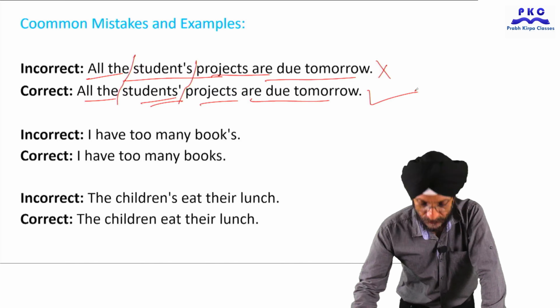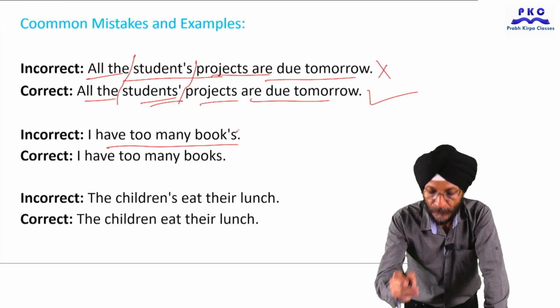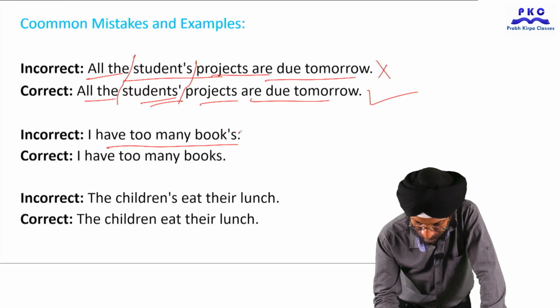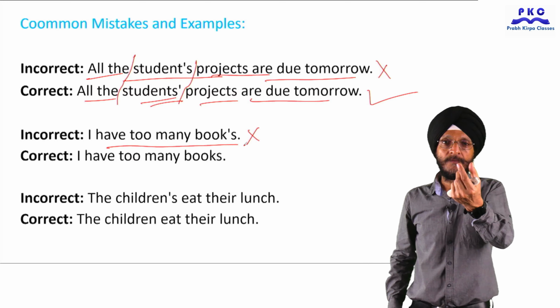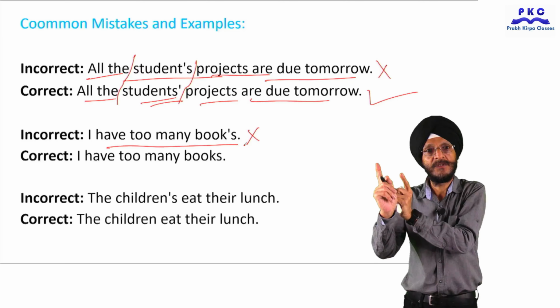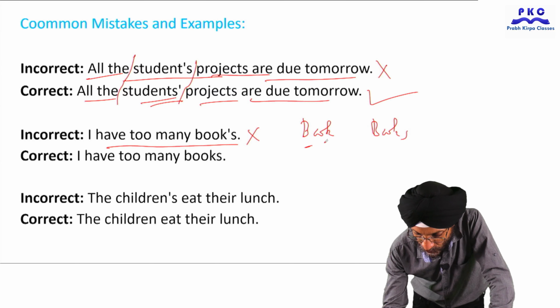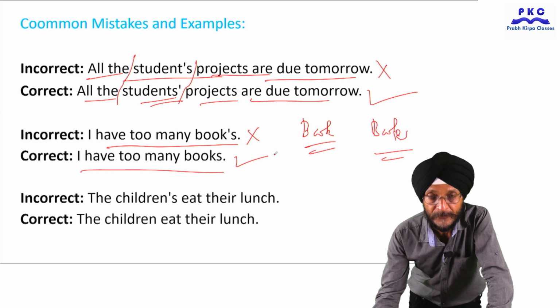I have too many book's. Use of apostrophe here to show plural form is wrong, because we are talking about many books, the plural form of book. Book is the singular form, books is the plural form. I have too many books, it is correct.